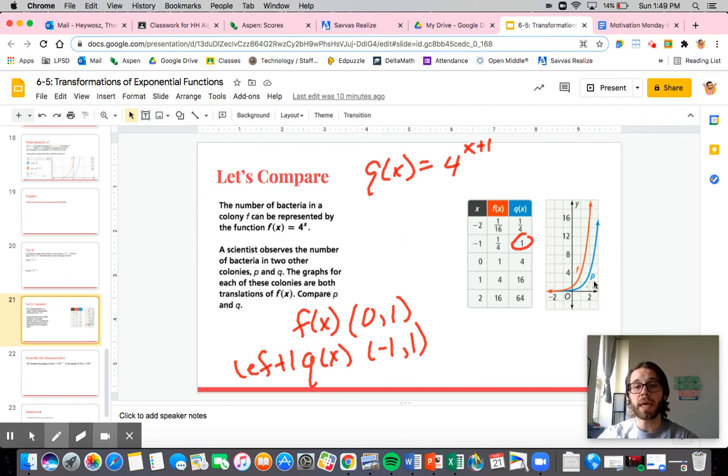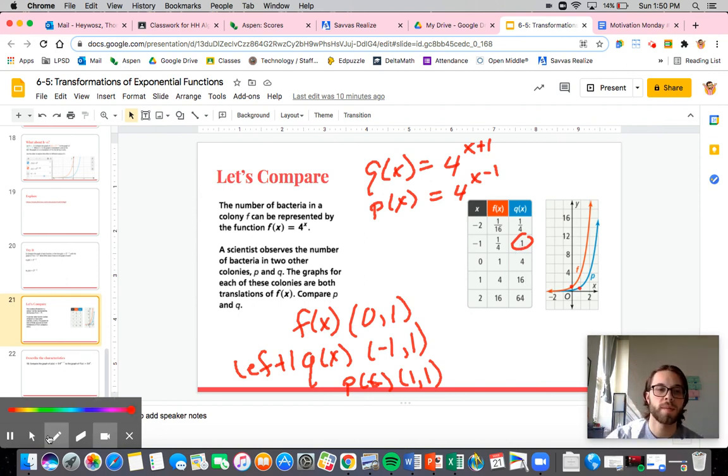Now, for p, what is happening here? I have 1, and here I have 1, 1. Okay, so that means p of x is going to end up being 1, 1. So p of x has gone to the right 1, so it would be 4 to the x minus 1. All right, so now from there, you have a bigger picture. When you're looking at this cascading effect, if you end up with the 1 above, you're going to go to the left. If you end up with the 1 below, you're going to go to the right. Okay.